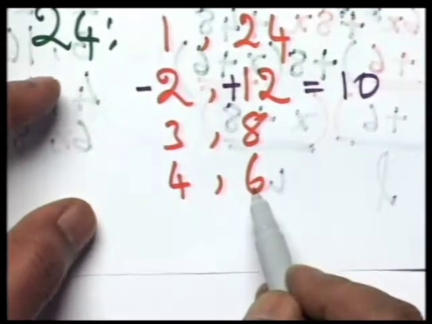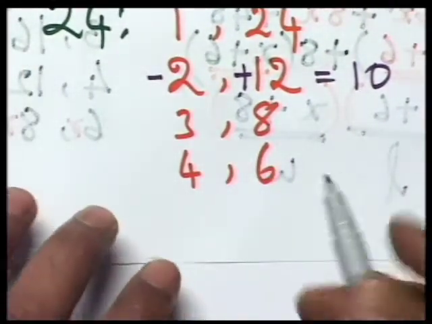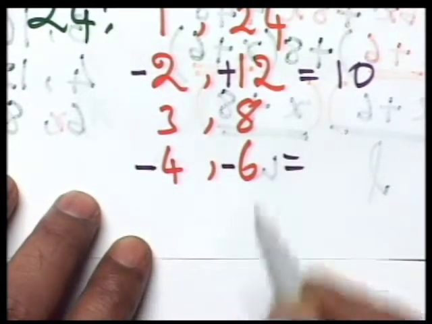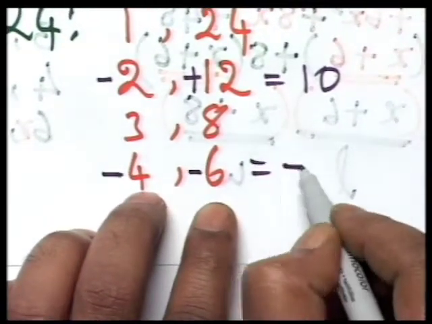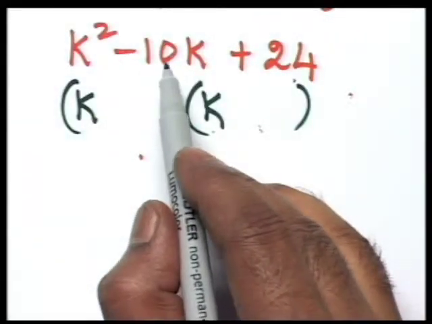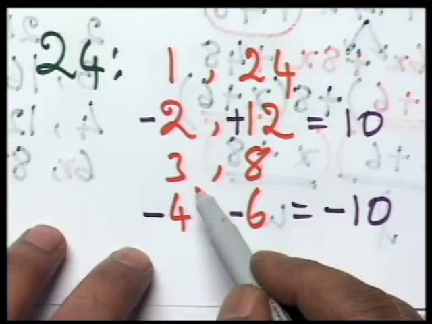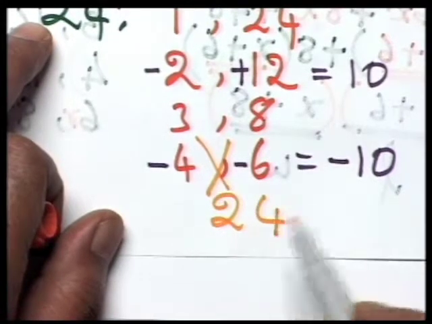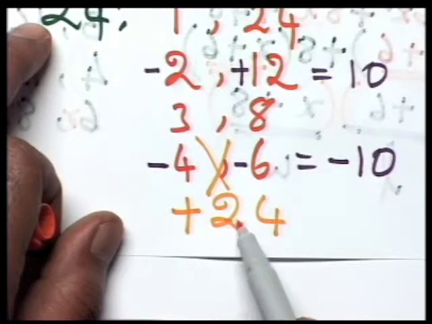Let's choose 6 and 4. We do get a 10. Come on. 6 and 4. Add, you do get 10, isn't it? So that's a negative 4 and a negative 6. When you add negative 4 to negative 6, you get a negative 10. Right? That's the middle number. Now we multiply them and see what happens. 4 times 6 is 24. Great. And minus times a minus gives you a plus. So that's the last number.